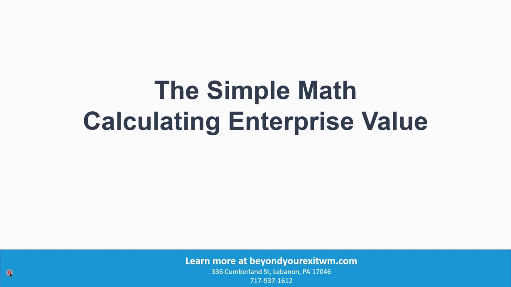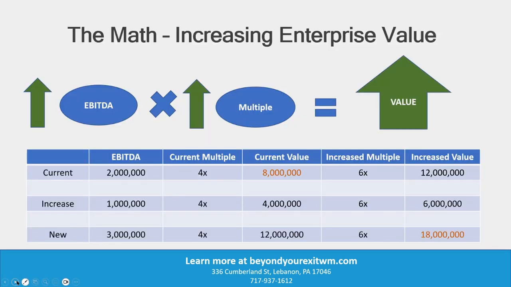Okay, so in this section, we are going to talk about the simple math in calculating enterprise value, specifically focusing on the multiple section of the equation at the top of the screen here. So if we look at it, it's EBITDA, which is earnings before interest, taxes, depreciation, and amortization, times the multiple equals the value of the company.